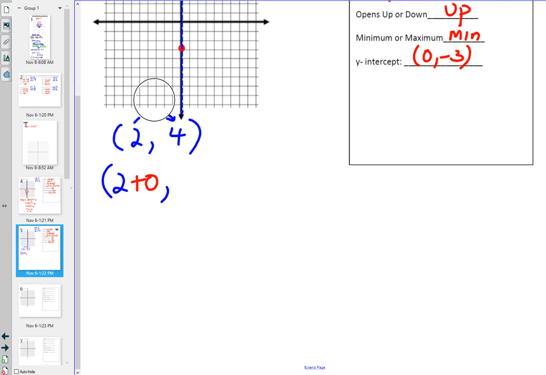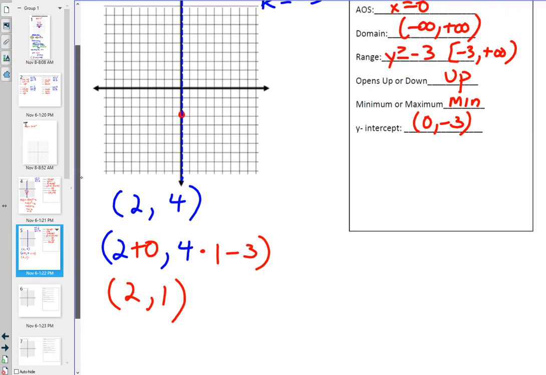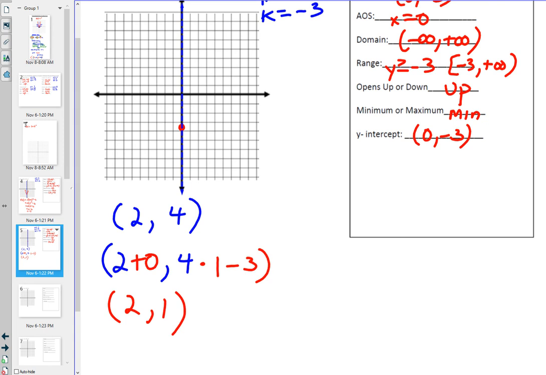For the y's, we would start with 4 because that's the y we have, and then on that first page, what did I tell you to do with the y's? Times a, but a is 1, so times 1, and then plus k, which is negative 3. So now let's see what we end up with. 2 plus 0 is 2. 4 times 1 minus 3 is 1. So now I can put 2, 1 on the paper. That's easy. And then I can flip that over. So 2, 1 is here.